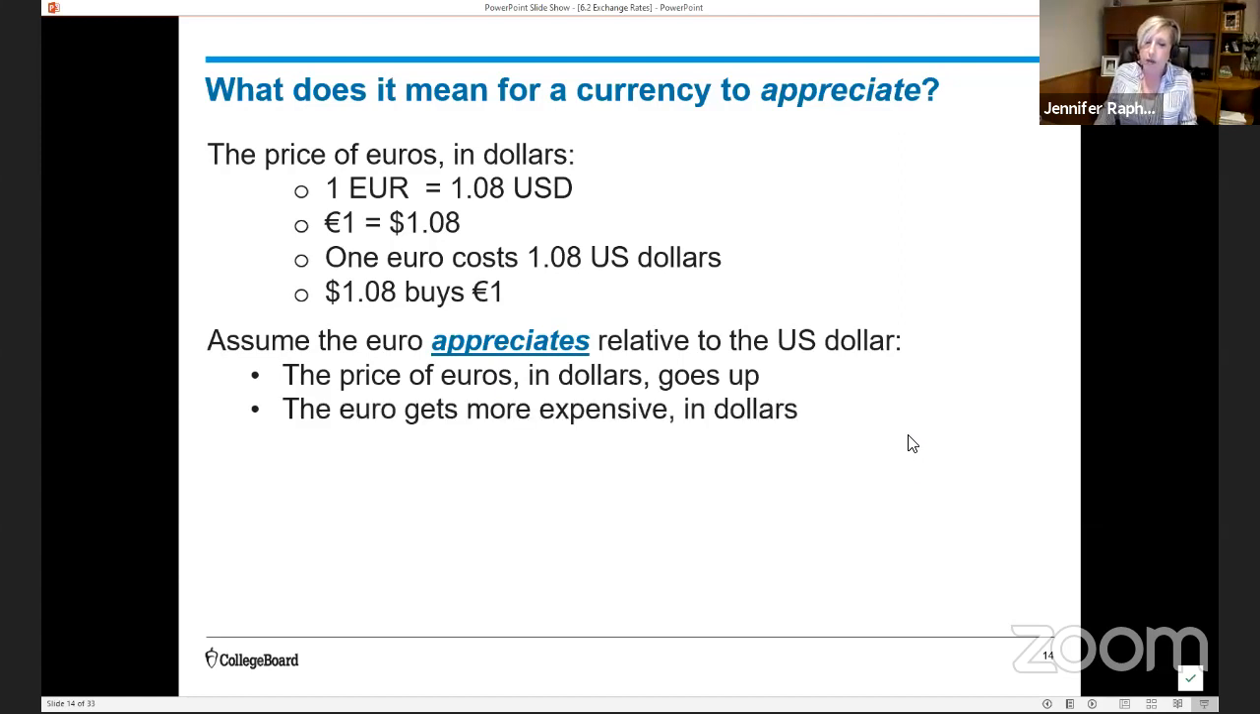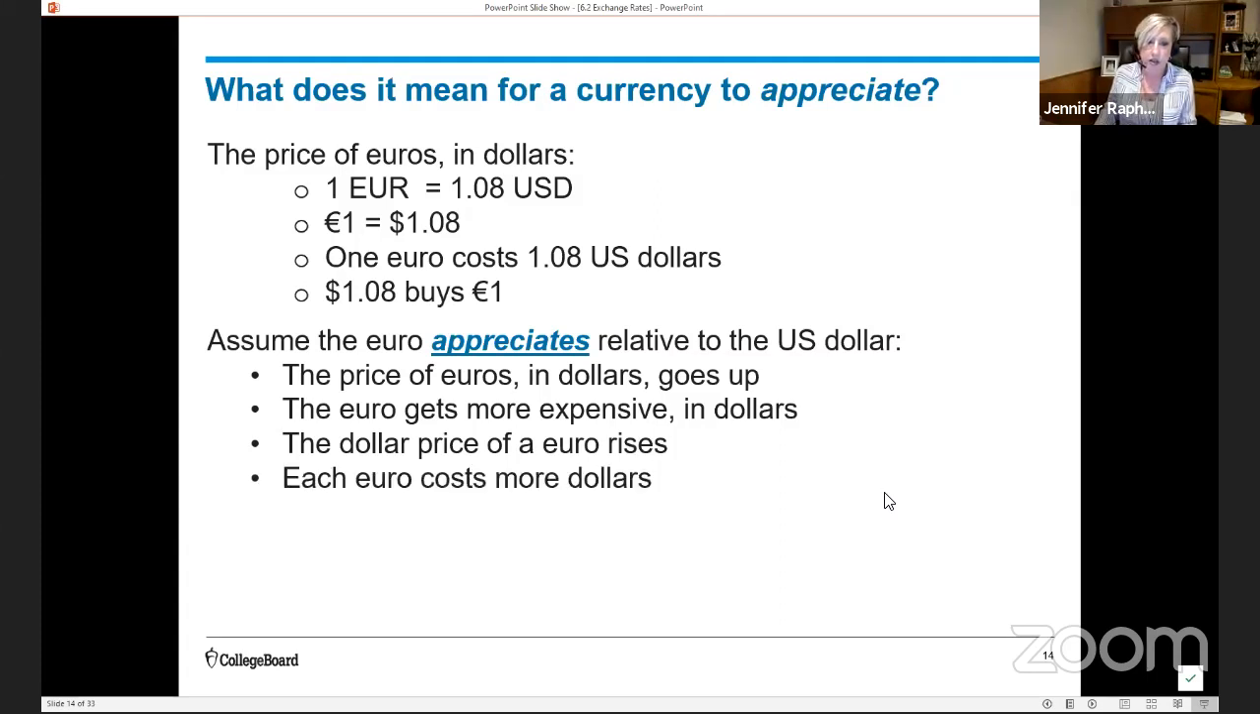And effectively what that means is that the euro is going to become more expensive in dollars, right? We can't say the euro gets more expensive by itself, because what do we buy euros with? We buy euros with other currencies. So if the euro appreciates relative to the US dollar, the price of euros in dollars is going to go up. The euro gets more expensive in dollars, or the dollar price of a euro rises. All of those are saying that the euro has appreciated. Each euro effectively costs more dollars. All right, so if 1 euro equals 1.50 US dollars, then that would be an example of appreciation.